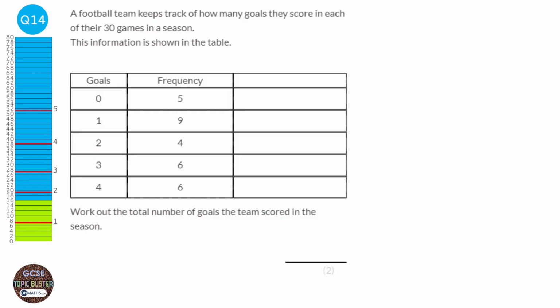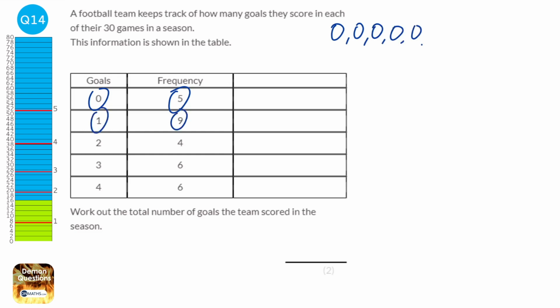If you imagine these numbers written out as a list, there would be 5 lots of zeros. So 1, 2, 3, 4, 5. There'd be 9 lots of 1, so 1, 1, etc., etc.